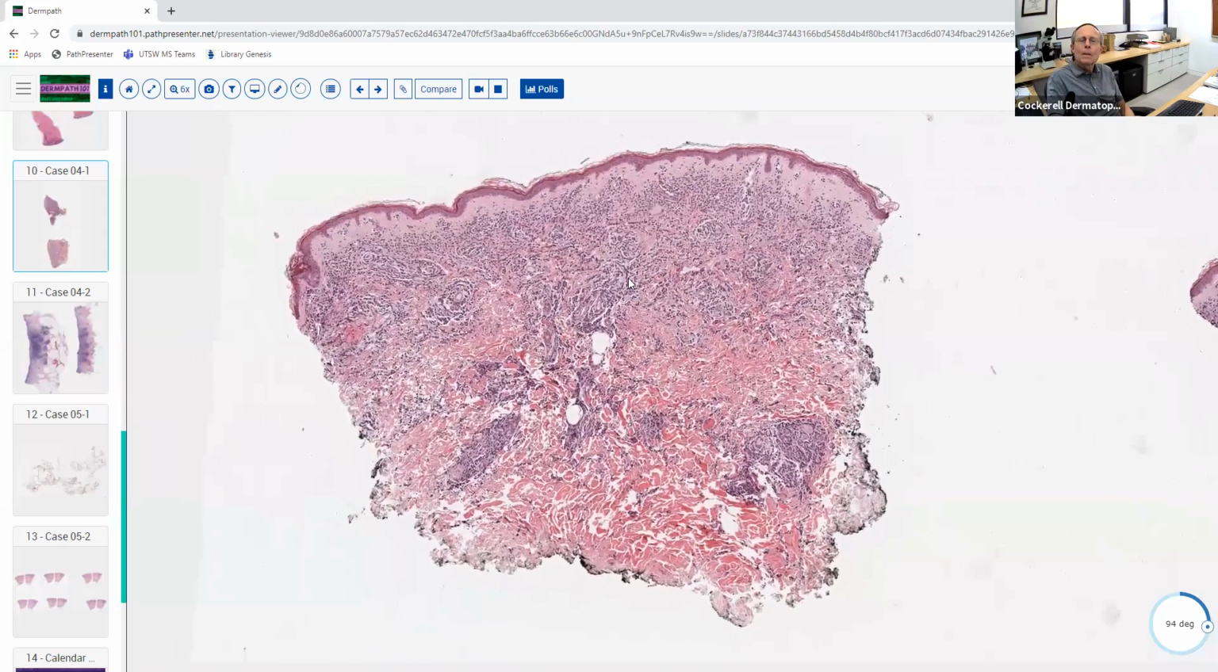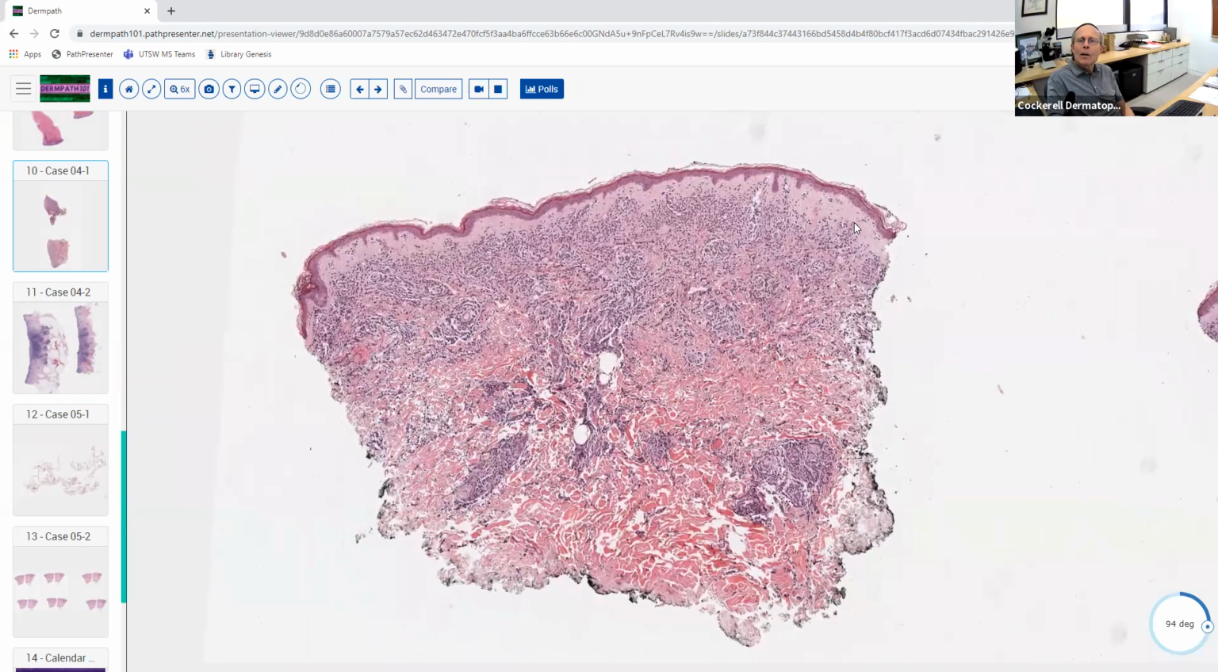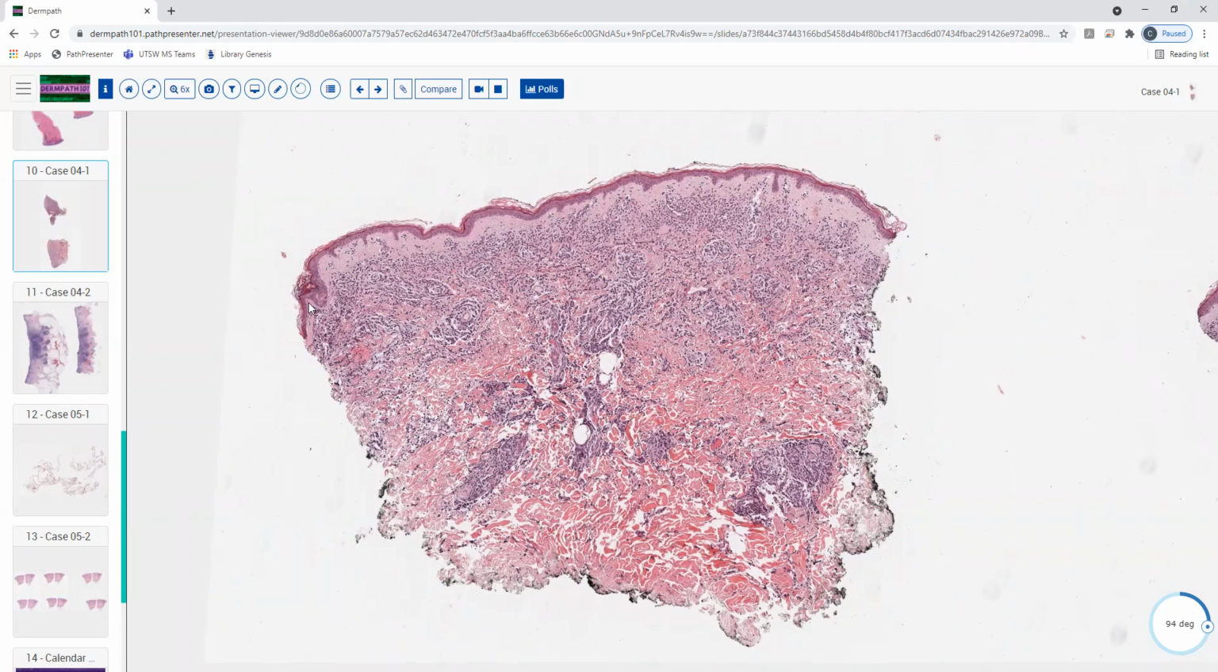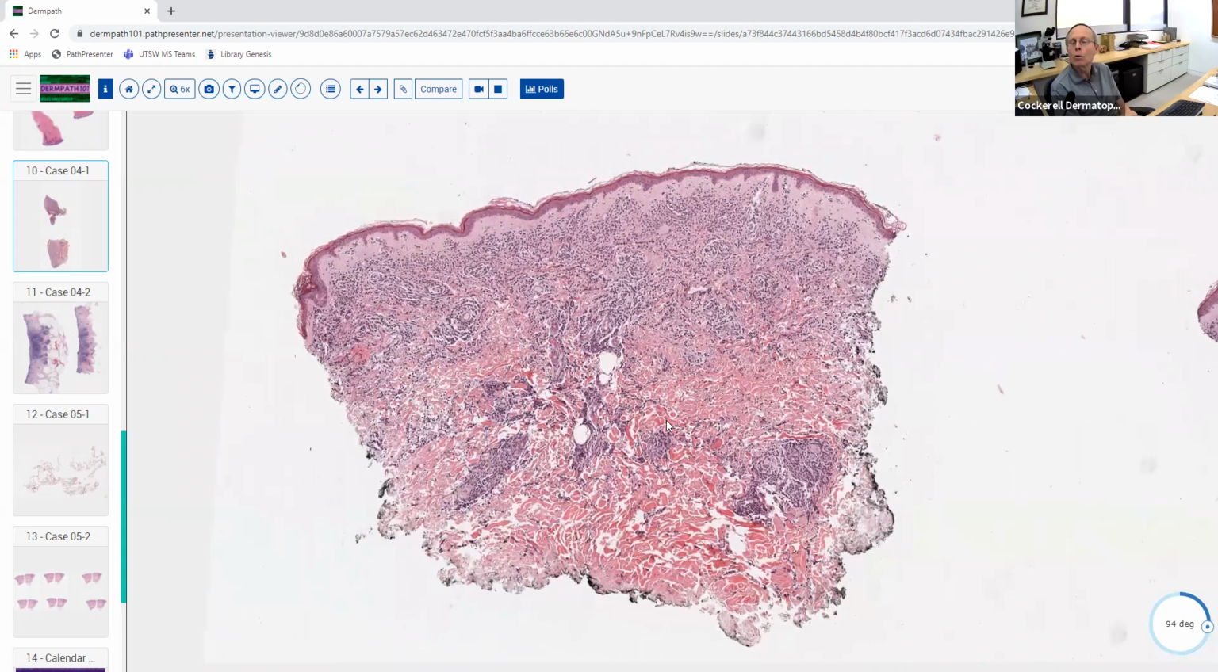Okay. And then what about the area between the epidermis and the dermis? Is that significant? The grenz zone. Good. Grenz zone. What does that mean? Grenz.